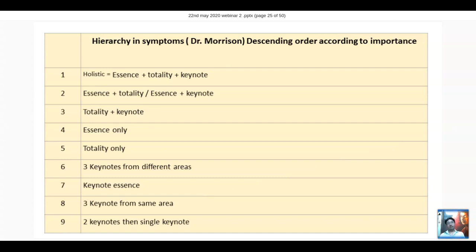If you are not having essence and totality, or essence plus keynote, then go to totality plus keynote. Suppose you are not having totality or keynote, you are having only essence, then prescribe on only essence. If you are not having only essence, then go to only totality. If you are not having a clean totality or complete totality or a strong totality, then leave that totality. Go to the keynotes.